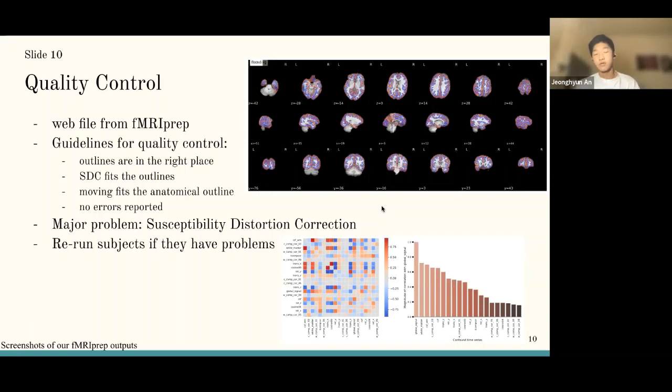One of the major problems that we encountered during quality control is with susceptibility distortion correction, which attempts to map the functional data onto the anatomical outline of the brain. In multiple subjects, there were a lot of problems with that, either the distortion or the correction being too dark or random protrusions that were really unnatural. Our solution to those was just rerunning the subjects.